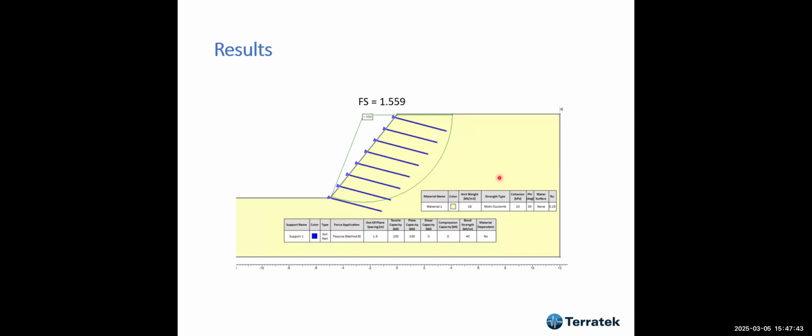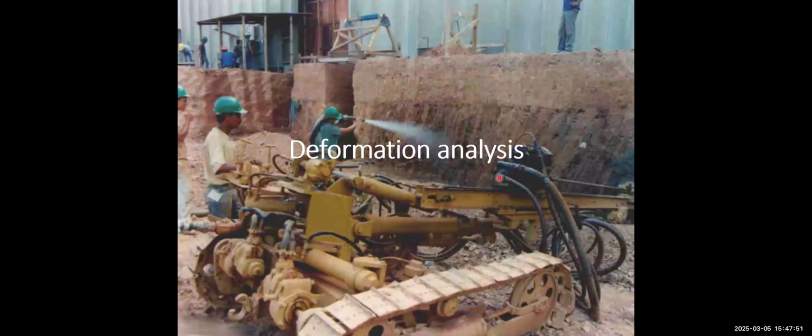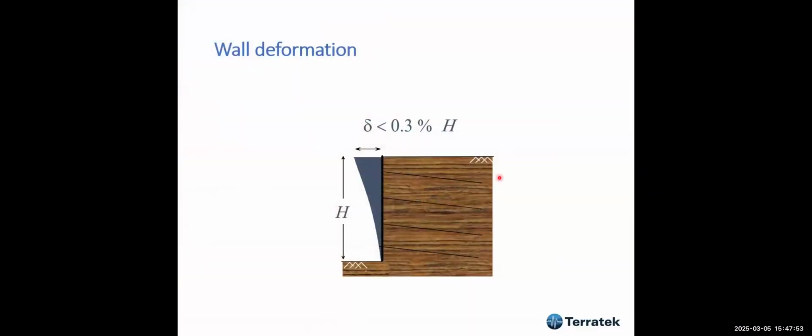I have done a lot of work on that R-Stable program, but this is totally out of date today. And today you can also do a deformation analysis. In the past, it was very difficult to do that, and today it is easy. In most cases, if you have a maximum deformation up to 1.5% of the height, it's more than enough.